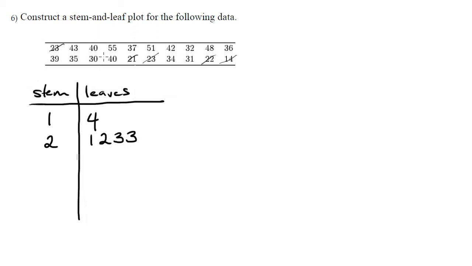No other values in the 20s. Next value is 30. So 3 for the stem, 0 for the leaf. That's 30. Do I have 31? I do. I got 32. Just got to make sure you go in order here. No 33. I do have a 34. So I have 35. I have 36. I have 37. No 38. I have 39.